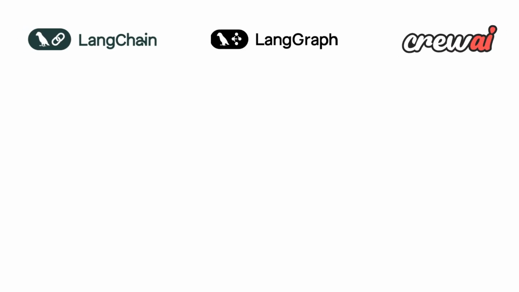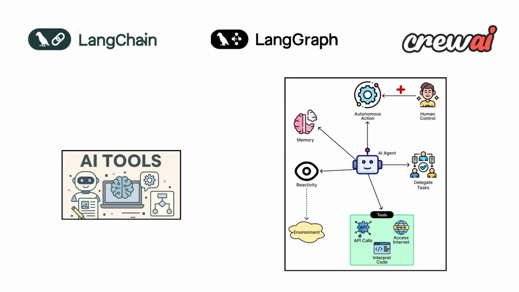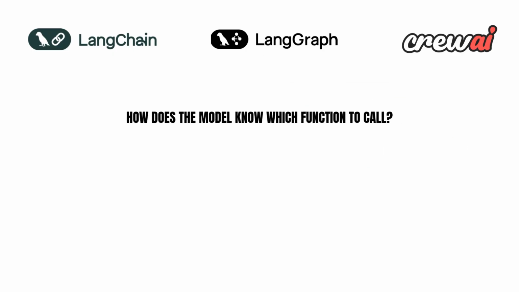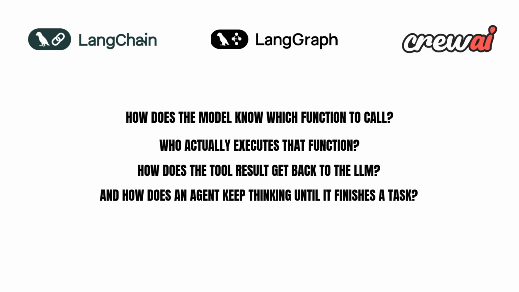If you have watched videos on Agentic AI, you have probably seen frameworks like LangChain, LangGraph, CrewAI. They make building agents look incredibly simple: define some tools, write a few lines of code, and suddenly you have an AI agent. But have you ever wondered what those frameworks are actually doing behind the scenes? How does the model know which function to call? Who actually executes that function? How does the tool result get back to the LLM? And how does an agent keep thinking until it finishes a task?